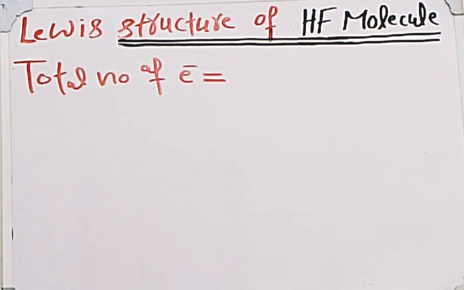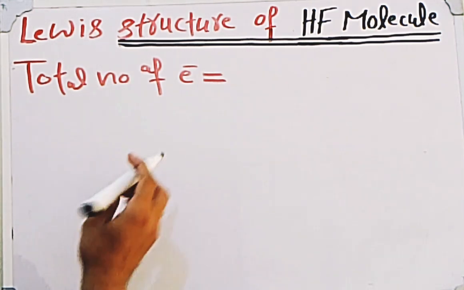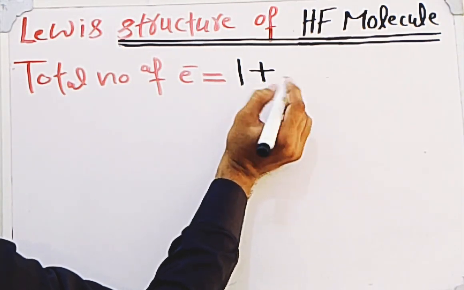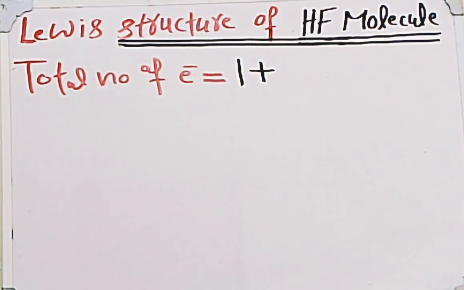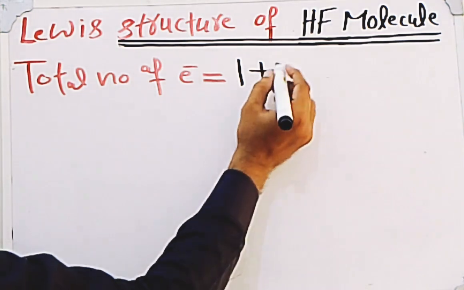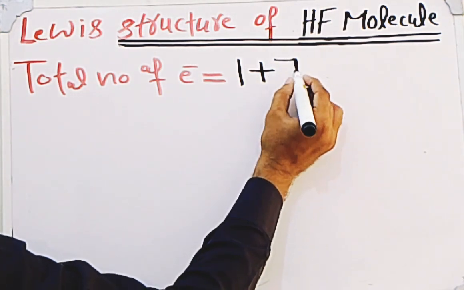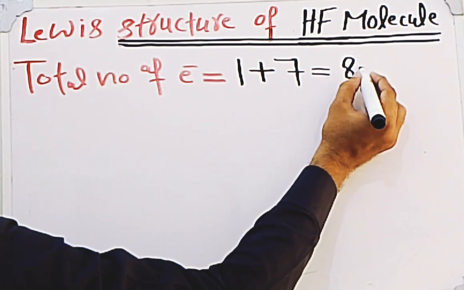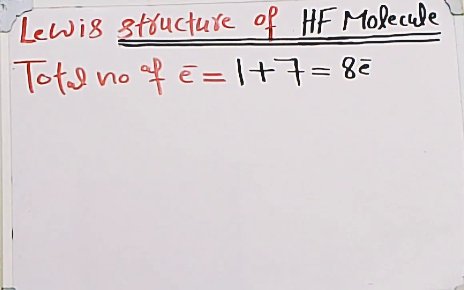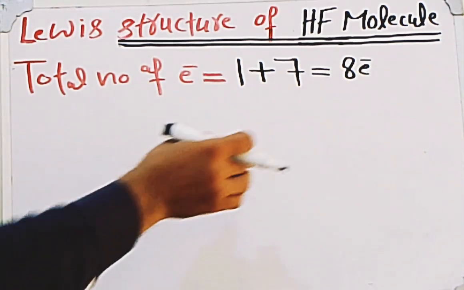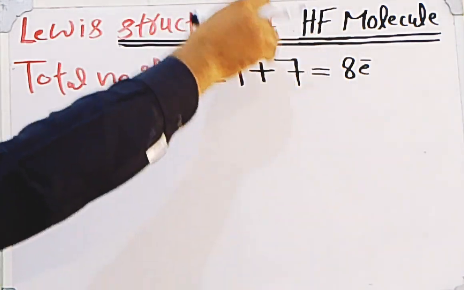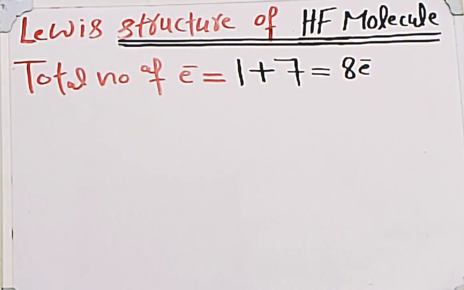Students, we know that hydrogen is present in group 1, so hydrogen atom provide 1 electron. And fluorine is present in group 17, it provide 7 electron for bonding. So total number of electrons is equal to 8. Students, we have to distribute 8 electrons between one hydrogen and one fluorine atom.